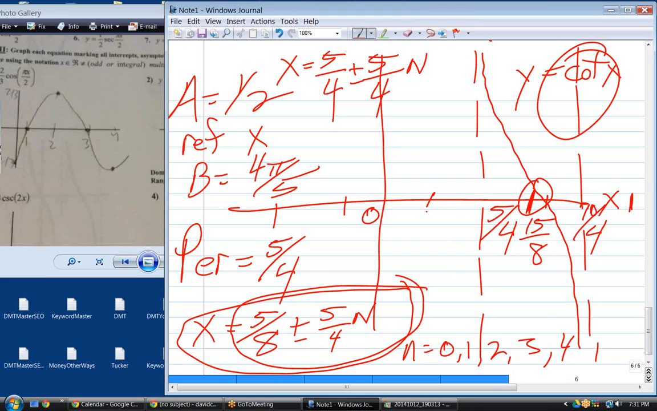If this is 5/4, then this has to be 5/8. This has to be, why is this not working? This has to be 5/16, and this has to be, let's see, that is 10/16, 5/16, 10/16, 15/16, 20/16. Okay, those are our quarter points. 5/16, 5/8, 5/16, 5/4. Okay.